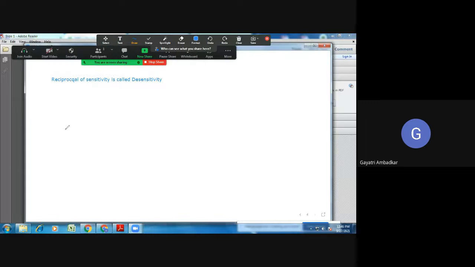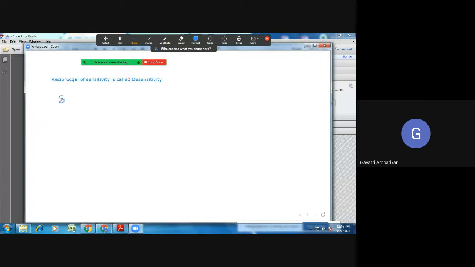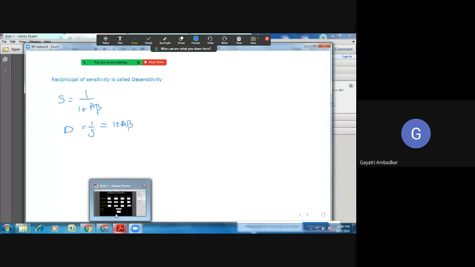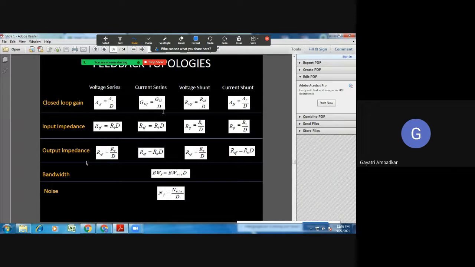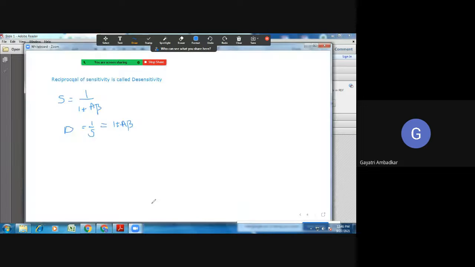So what is the reciprocal of sensitivity? Sensitivity is equal to 1 upon 1 plus A beta, and desensitivity is equal to 1 by S, that will be equal to 1 plus A beta. So when your gain increases or decreases, I have shown you how it gets divided or multiplied by a factor of D. This factor D is nothing but 1 plus A beta. D is desensitivity and it is equal to 1 plus A beta.